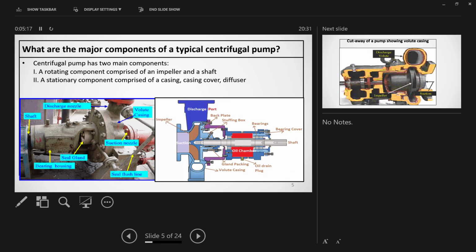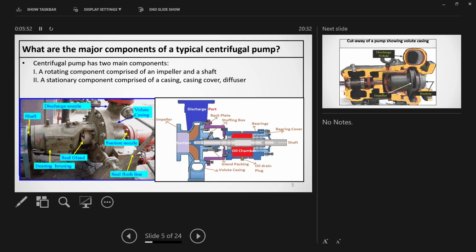Now, what are the main parts of centrifugal pumps? I have already informed you in the earlier slide that it consists of two main parts: one is the rotary component and another is the stationary component. Rotary component, if you see the right hand side diagram, is the shaft, which is rotating. Along with the shaft, the impeller is also rotating, the lock nut is also rotating, the bearing is also rotating. In the stationary part, there will be stuffing boxes, casing, diffuser, suction nozzle, discharge nozzles, bearing housing, etc. They are the stationary parts.